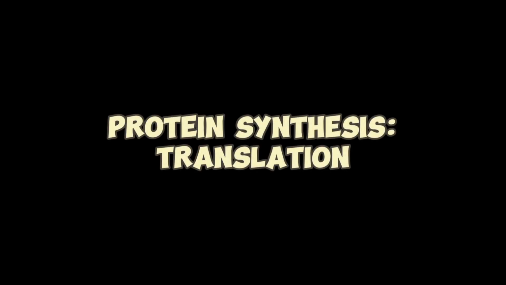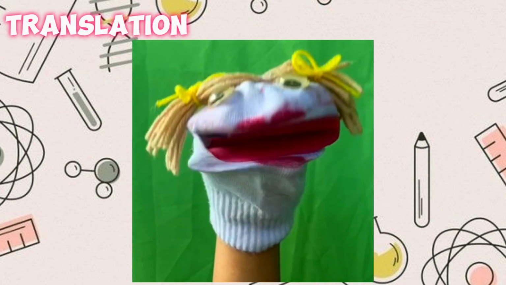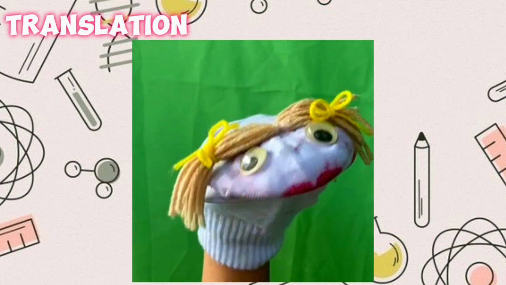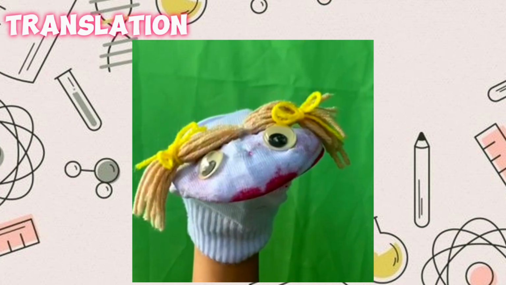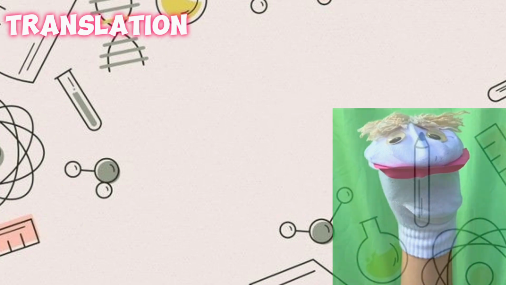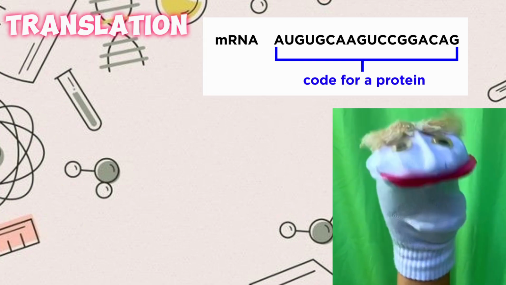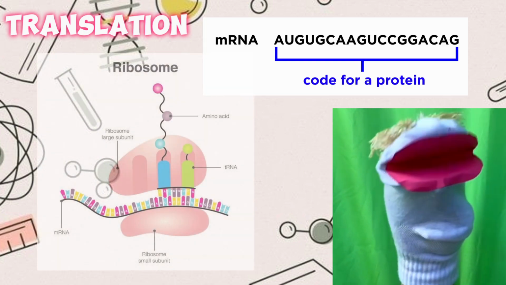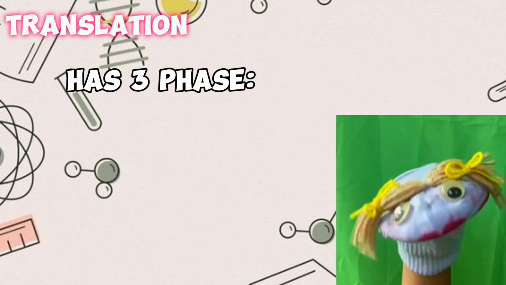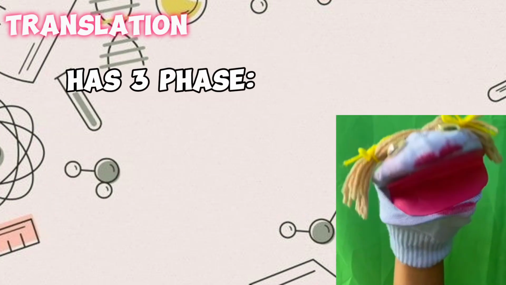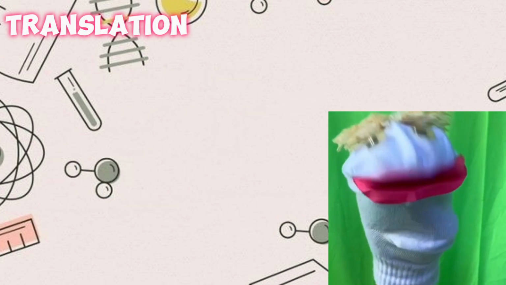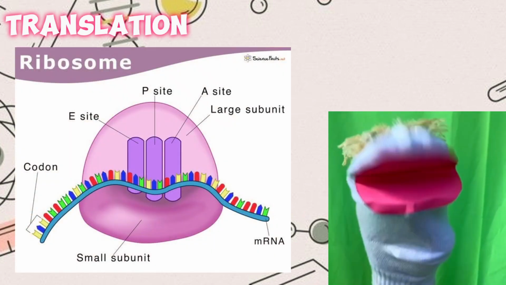Protein synthesis: translation. After transcription, translation happens, in which the nucleotide sequence carried by the mRNA will be used in this process. Translation begins once mRNA attaches to a ribosome. Just like the three phases of transcription, the same goes for the process of translation. However, there are three binding sites in a ribosome.